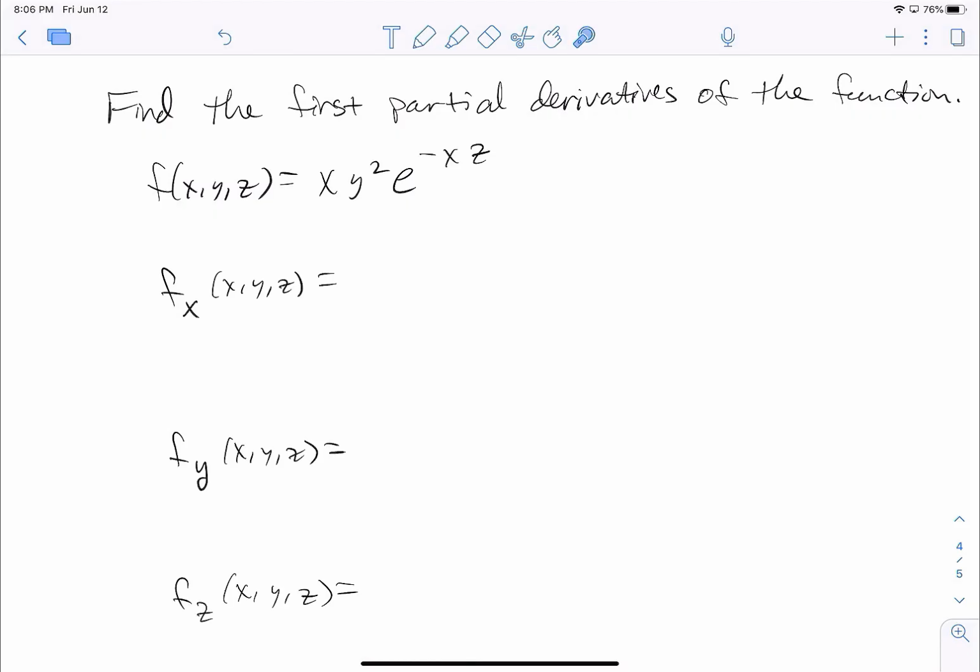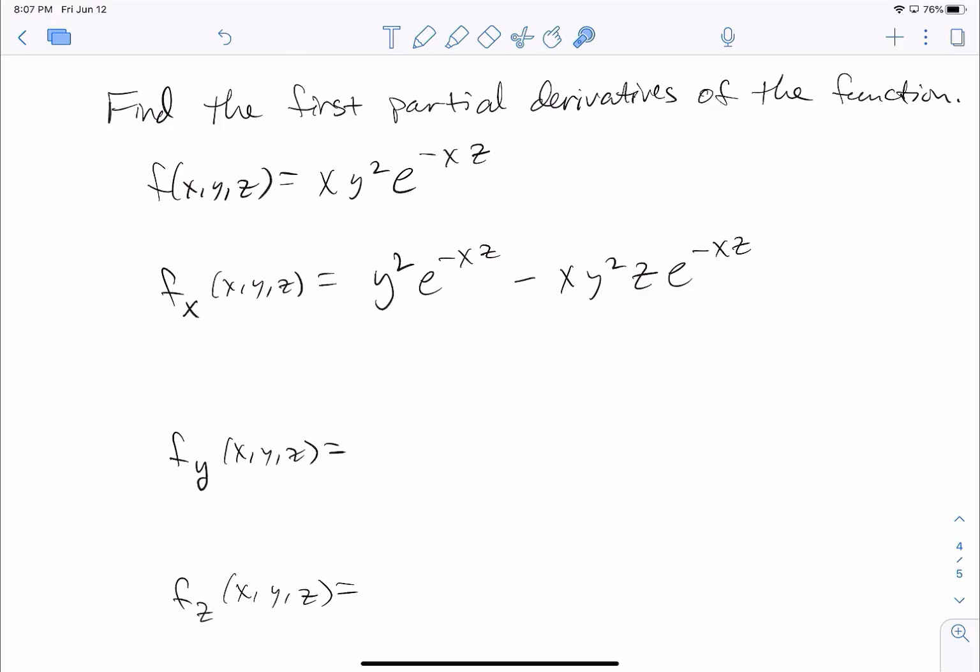If we want to be thorough, we would write down fx(x,y,z), fy(x,y,z), etc., but I wouldn't say that that's a requirement. Now we need to look at the function with respect to x, and it looks like with respect to x we have xy squared times e to the negative xz. Using then the product rule, we have u prime v, and so y squared e to the negative xz minus xy squared z e to the negative xz, because we're using the chain rule for that e to the negative xz.